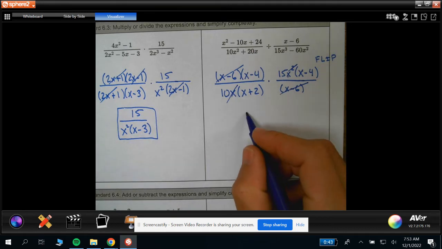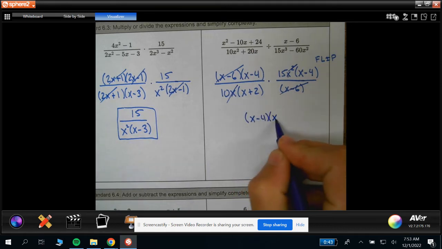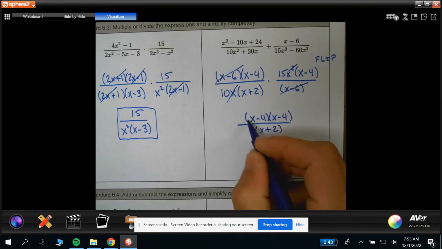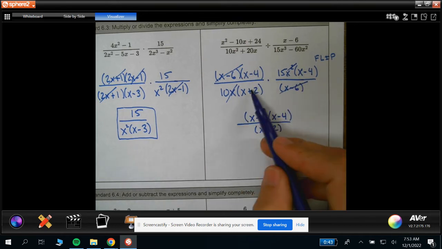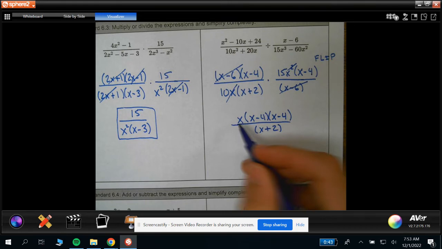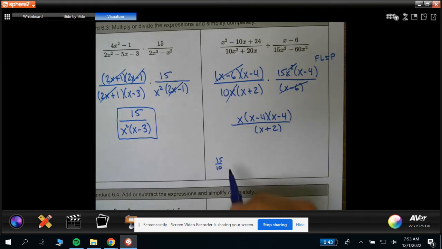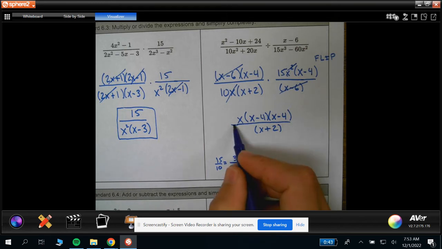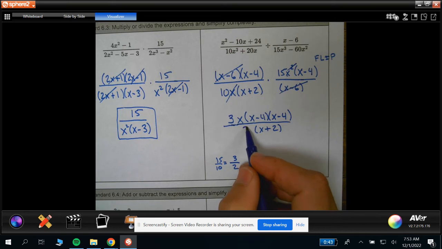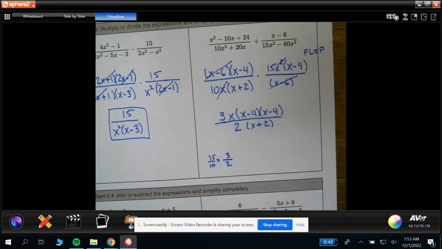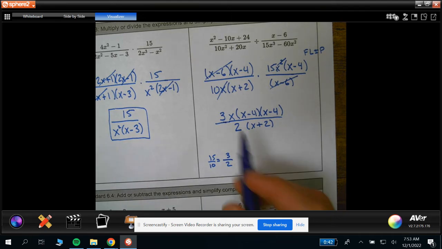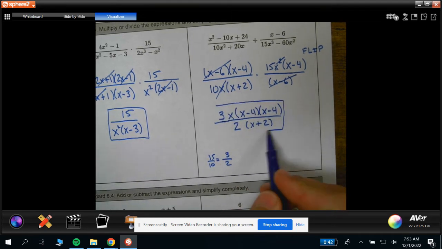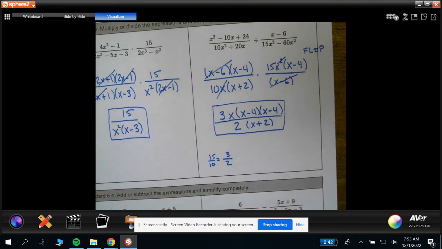All right. So let's think about this. We've got x minus 4 times x minus 4 over x plus 2. Those are our groups. What else is still on the top? That x. Now imagine I've got 15 over 10. What does that simplify to? 5 goes into 15 3 times. 5 goes into 10 twice. So that means 15 over 10 simplifies to 3 over 2. So our final answer here is 3x times x minus 4 times x minus 4 over 2 times x plus 2, excuse me.